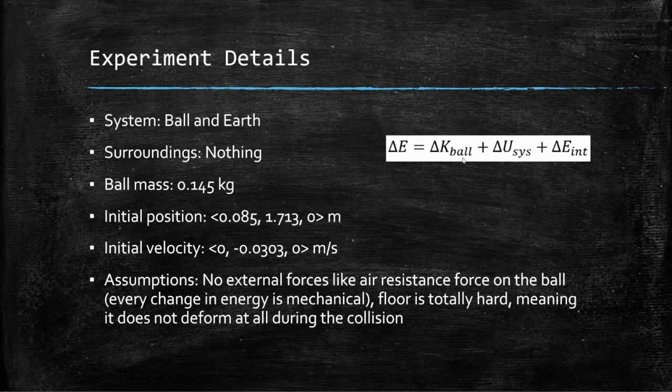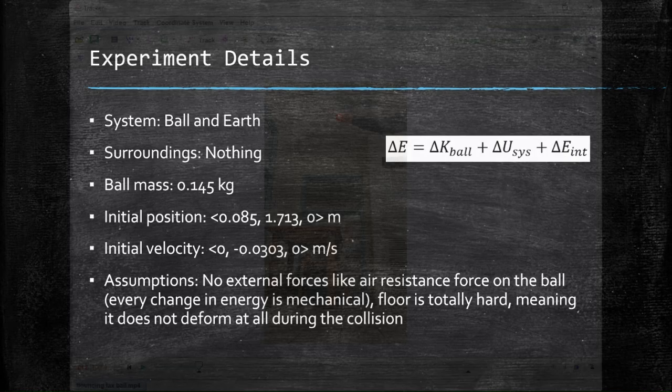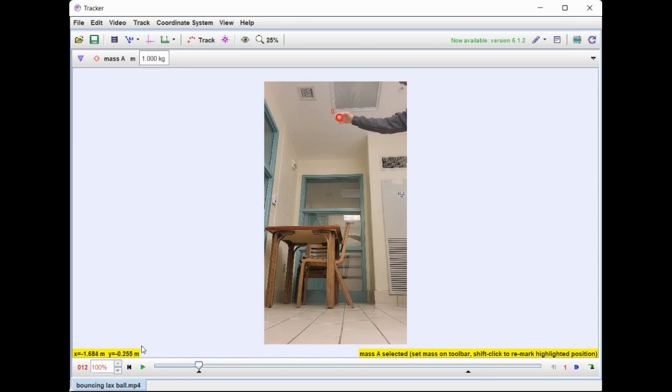And then the energy principle equation for this experiment was that total delta E is just equal to the change in kinetic energy plus the change in potential energy, and then the change in internal energy. So pretty basic stuff. Here, I'll show my video real quick.